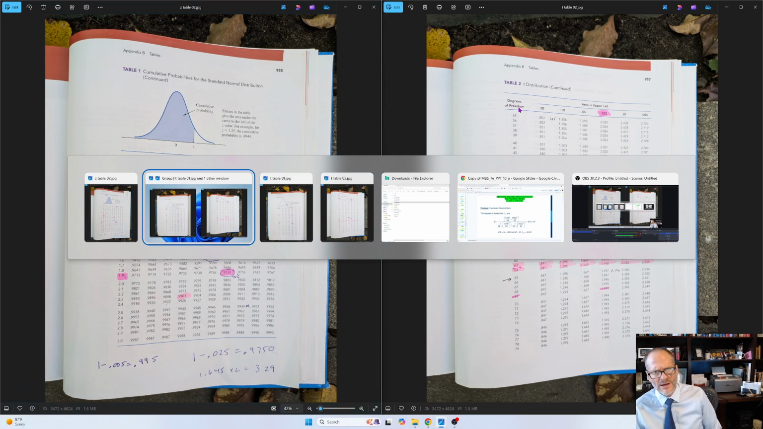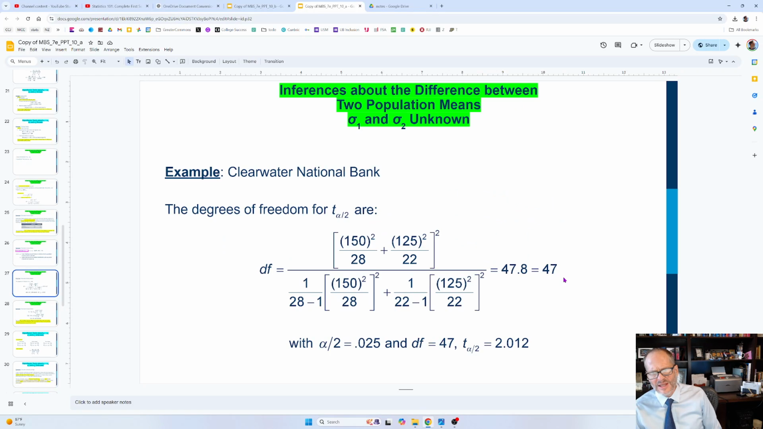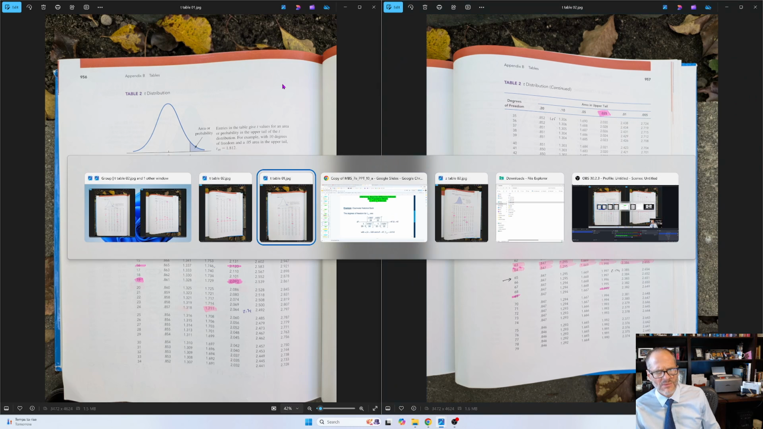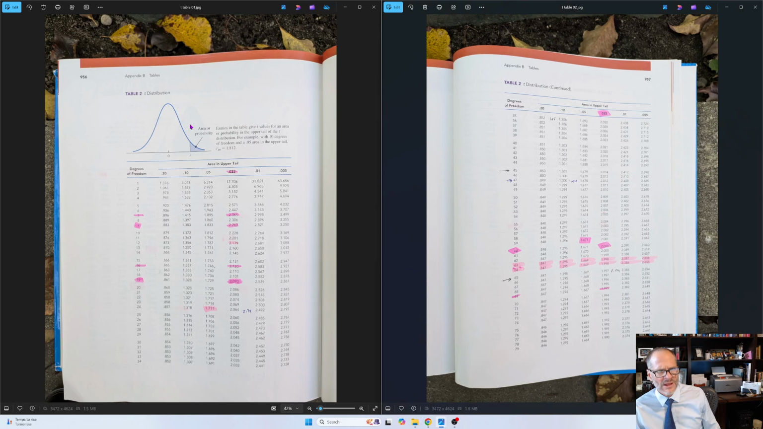And so for this problem here, we have 47 degrees of freedom, and we have an alpha of 0.025. So we have 47 degrees of freedom, 47 right there, and an alpha of 0.025, and that's right there. And so we have 2.012 at 47 degrees of freedom, and area in the upper tail. And just notice here that with the t-distribution, let me bring up the z. Well, there it is right there, right? That's the area in the upper tail, 0.025.